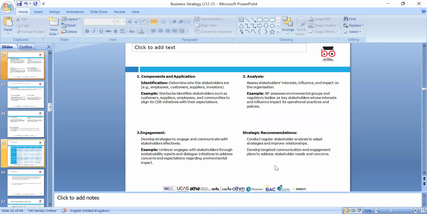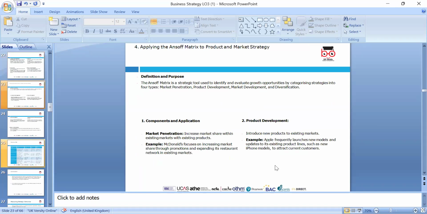So we are trying to reduce the impact on the environment, conduct regular stakeholder analysis, and improve the strategies of the leadership. They need to be concerned about the different stakeholders. That's what we can look around.